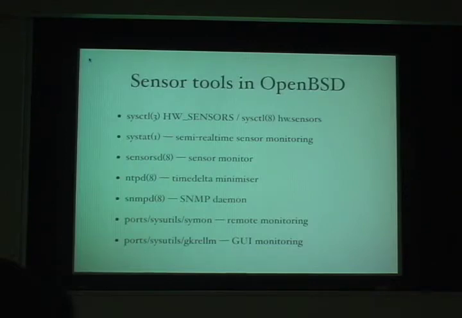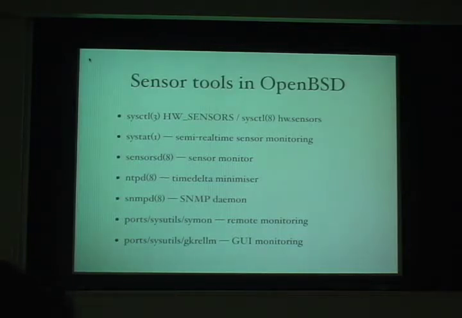So, sensor tools in OpenBSD. We have quite a number of tools. Originally, when the framework first appeared in OpenBSD, it was only possible to use sysctl(3) and sysctl(8) to query sensors. But right now, as you can see from the slide, we have quite a number of utilities. So sysctl has a sensors display, which allows you semi-real-time sensor monitoring.